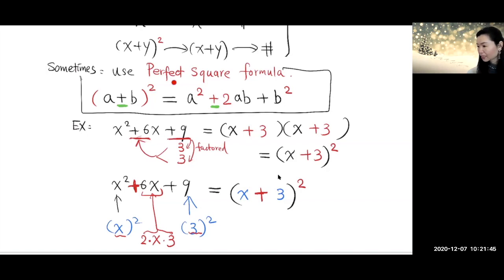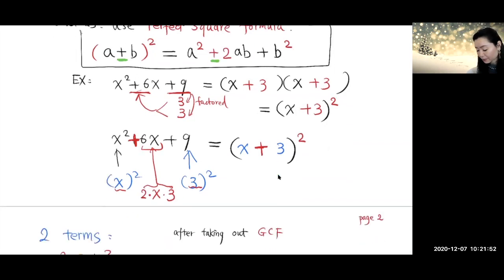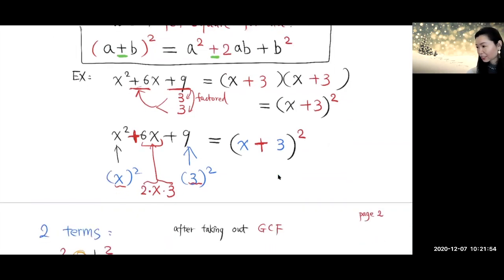But sometimes, if you can recognize it, it's actually a perfect square. How do you recognize a perfect square? When you have 3 terms like this, if you can write the first one as a square, and the last one as a square, then you check the middle one. You use 2 times the base of the first and the base of the last. If that happens to match the middle term, then it is a perfect square.